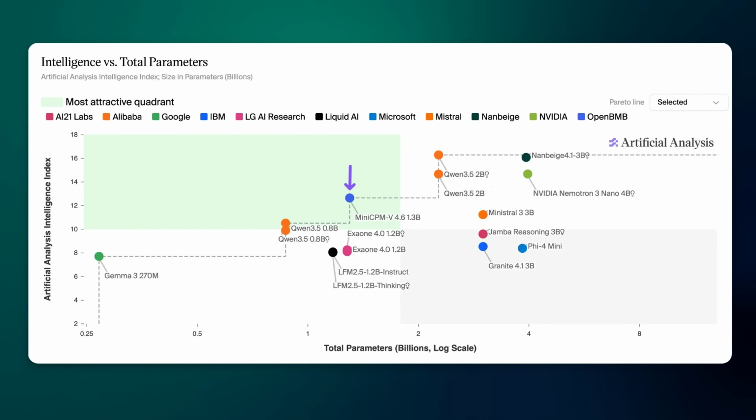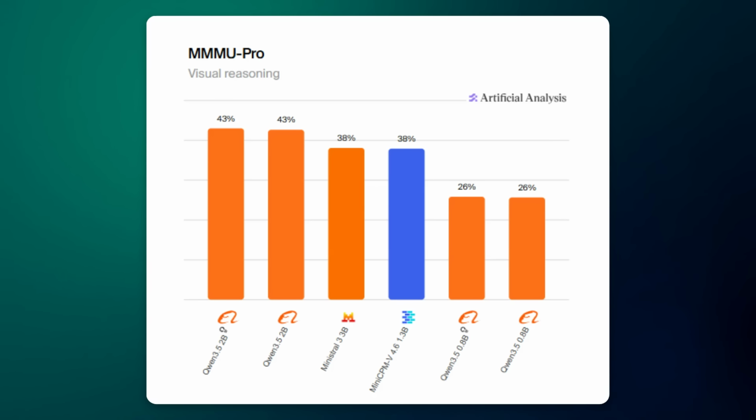So the interesting thing here is that this 1.3 billion model is beating out models that are more than twice its size on this aggregate intelligence. And if we look at things like MMMU-Pro, which is a harder sort of visual reasoning benchmark, it's scoring better than any of the sub 2 billion open weights models that are out there now.